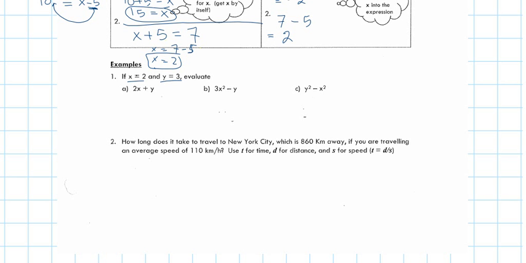What am I replacing x with? 2. So it's going to be 2 times 2. Plus, what am I replacing y with? 3. What does BEDMAS say? So 2 times 2 first. What's 2 times 2? 4 plus 3. So that's going to be 7. Okay? Are we okay with that?